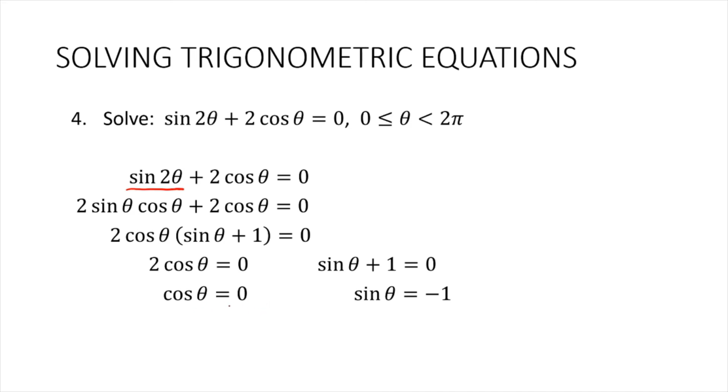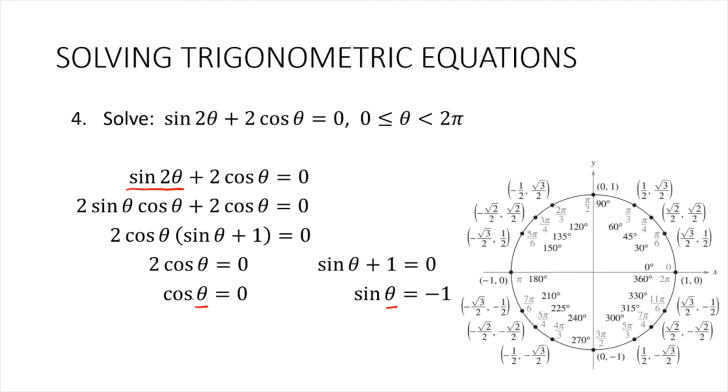For the first solution, we need an angle whose cosine function is 0. For the second solution, we need an angle whose sine function is -1. Alright, so let's look at the unit circle. First, let's find the angle whose cosine function is 0. So we are looking for an x component that is 0. Okay? And it's pi over 2, right? The x component is 0. And also 3 pi over 2. Okay? The x component is also 0.